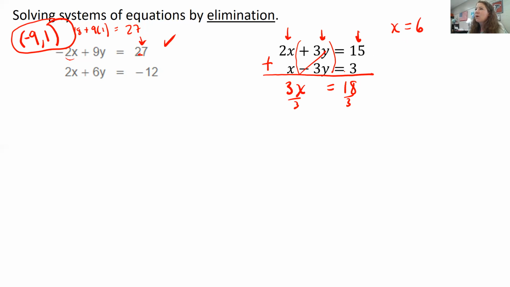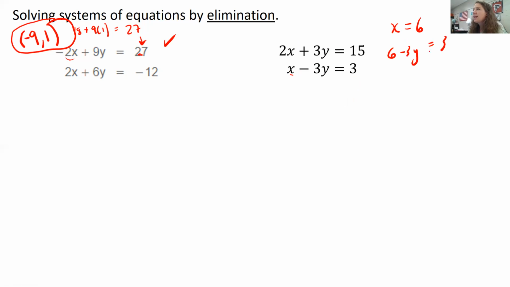And then how do I figure out what y is? Well, I'm going to take 6 for x and substitute it into one of my equations. It doesn't matter which. Let's see, we'll do the second one. So x is 6, 6 minus 3y equals 3. I'm going to get rid of positive 6 by subtracting 6 from both sides. So I have negative 3y is equal to 3 minus 6, which is negative 3. And then when I divide both sides by negative 3, I get y as 1. So my answer is 6, 1.